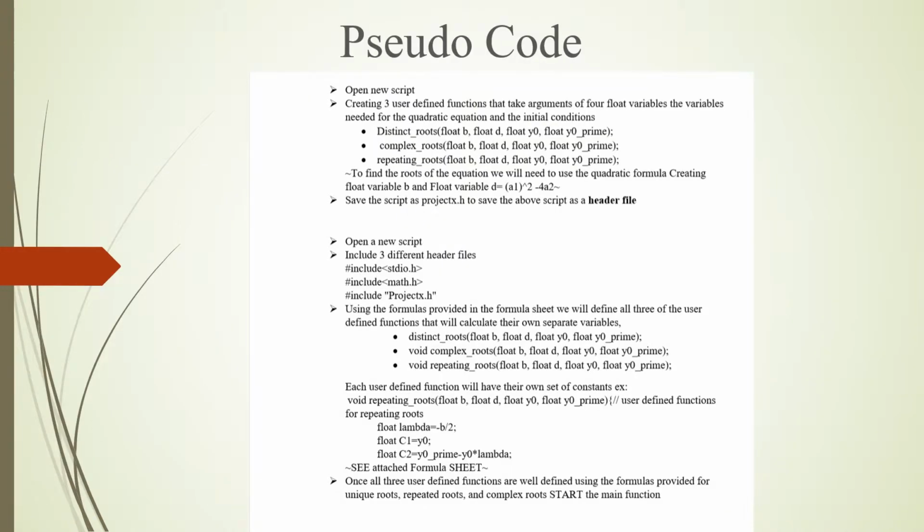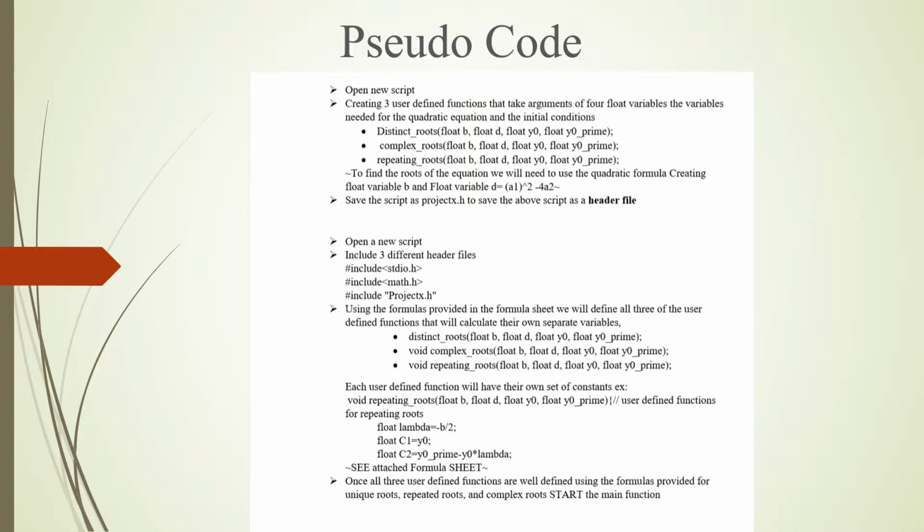One of the main things that my professor wanted to drill in our heads was the importance of algorithms and steps, which is basically what a pseudocode is, and how I will formulate everything that I want to run in the code. So first I'm going to open a new script. And once that script is open, we're going to create 3 user-defined functions that will take 4 different arguments as float variables.